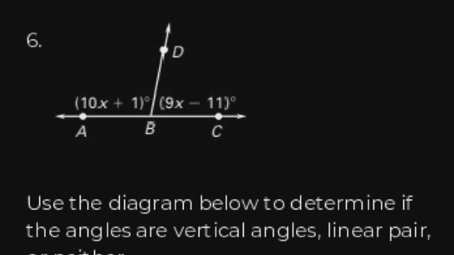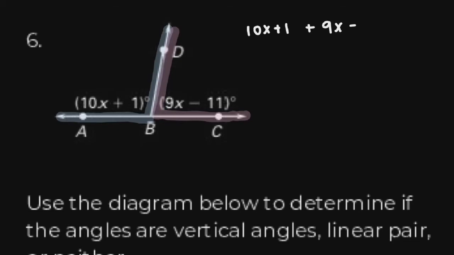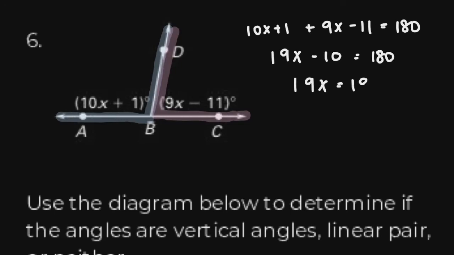Okay, in this next problem, we're finding the same angles. So ABD and DBC. So these two angles are a linear pair, so that means 10x plus 1 plus 9x minus 11 is going to equal 180 degrees. When we combine like terms, we get 19x minus 10 equals 180, 19x equals 190, and x equals 10.